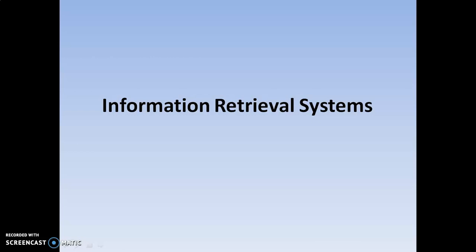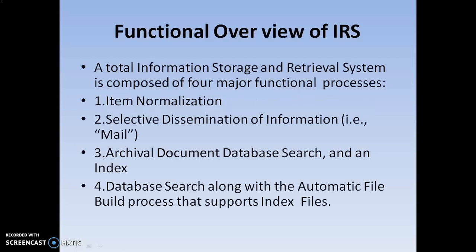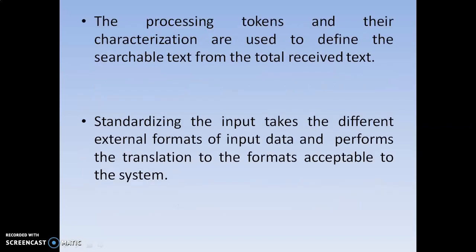Here are some of the new things that we are going to describe now. We are going to discuss the functional overview of the information retrieval system. What are the components of the functional overview, and how are they going to be described? Now we are going to see. Let us see in the coming diagram.